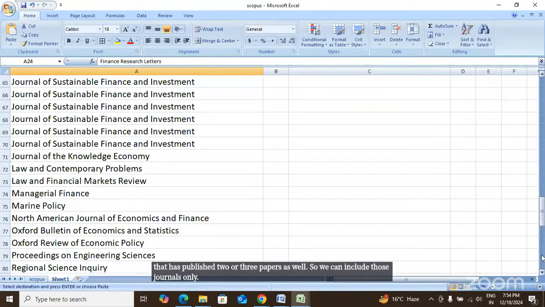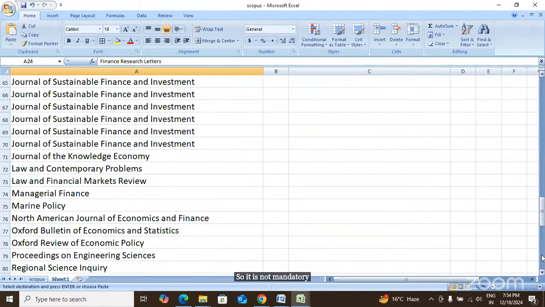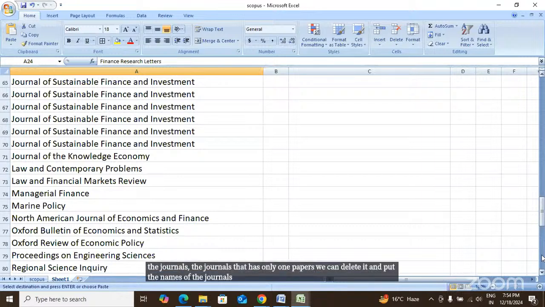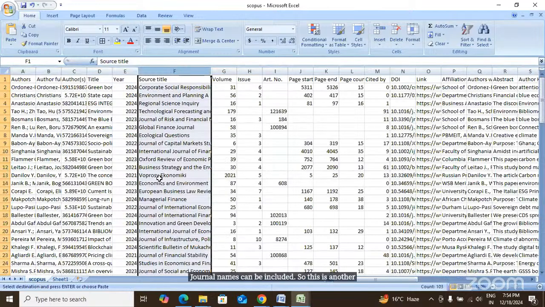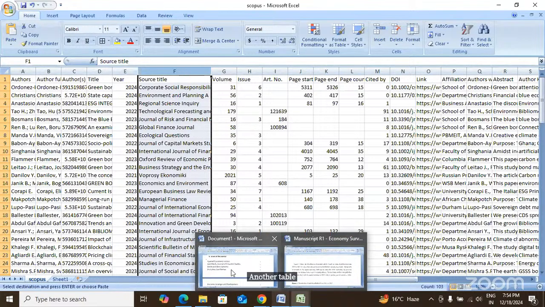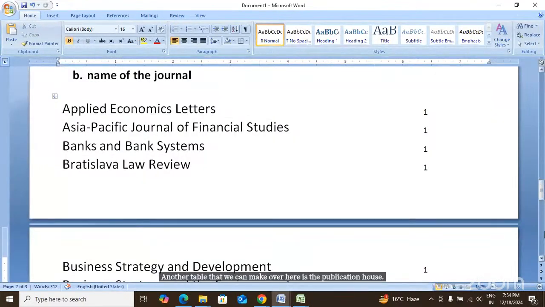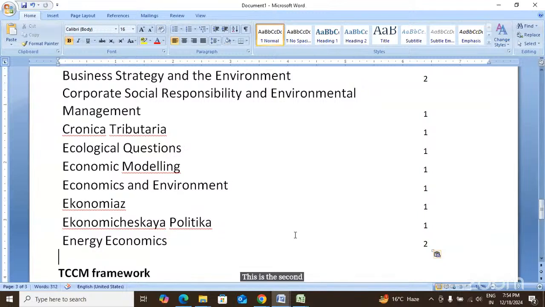It is not mandatory that we talk about all the journals. The journals that have only one paper, we can delete, and put the names of the journals that have two or more. Journal names can be included. So this is another table that you can make. Another table that we can make over here is the publication house. This is the second table. What is the third table? That is the publication house.